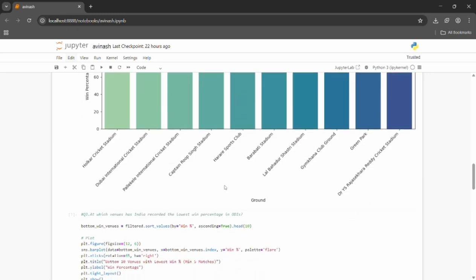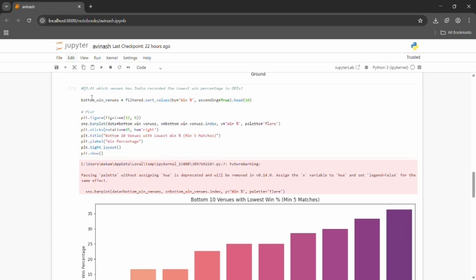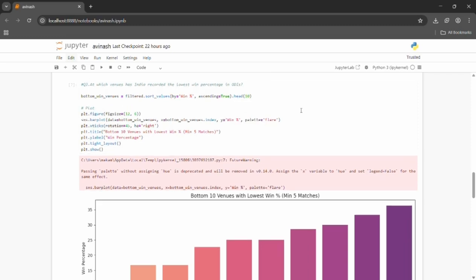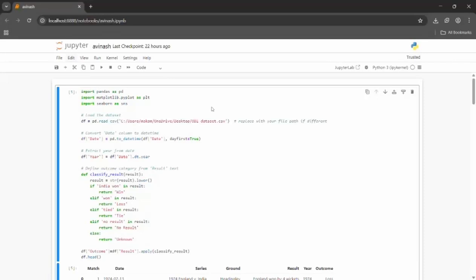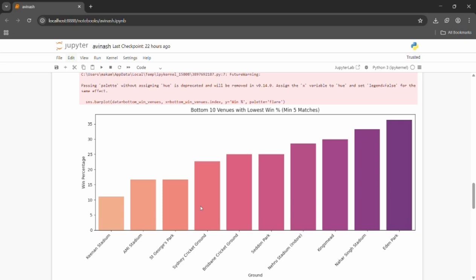And third question: at which venues has India recorded the lowest win percentage in ODIs? It's just the opposite of the second question. This is just as important to identify grounds that challenge the team, perhaps due to the pitch conditions, weather, or crowd support for the opposition. Mainly these venues are abroad, like South Africa, New Zealand, or England, where conditions favor pace and swing. This gives insight into how India might prepare for away series, potentially adjusting team combinations or practice sessions.